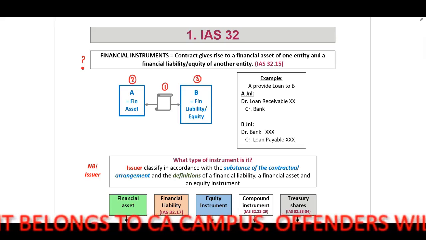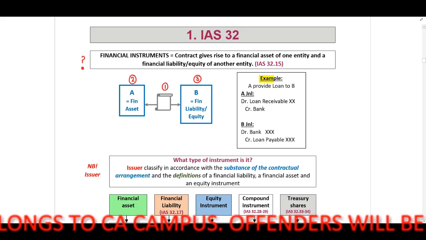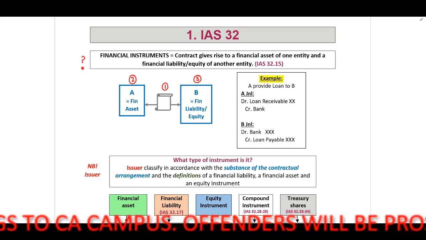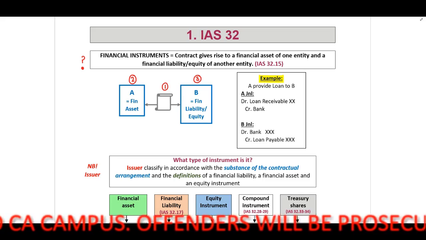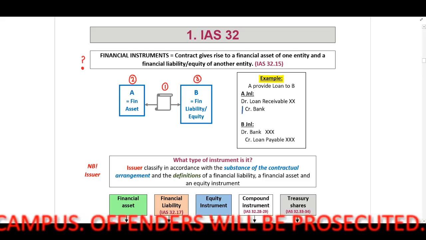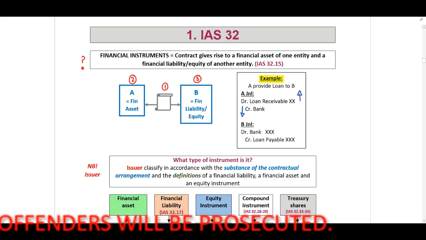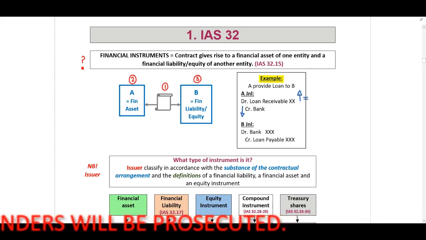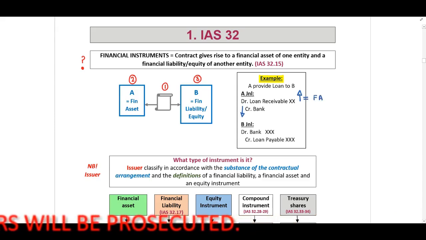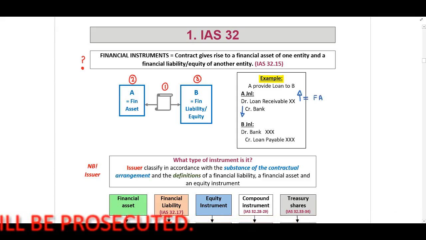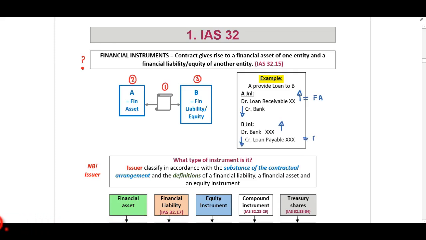Now, when we look at a basic example, we have A Limited that provides a loan to B Limited. In A Limited, we will credit our bank as our bank decreases, and we will debit a loan receivable. This loan receivable will be a financial asset in the records of A. When we look at the records of B, we will debit our bank and we will credit a loan payable. And this will be a financial liability in the records of B.